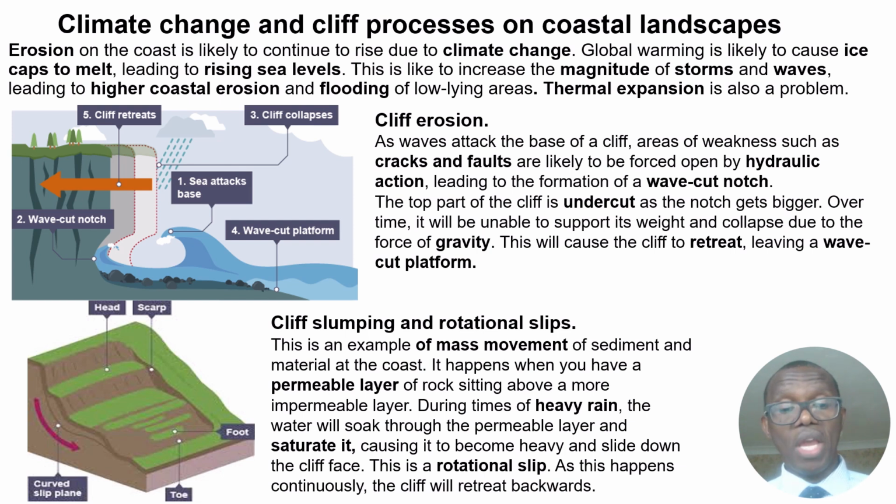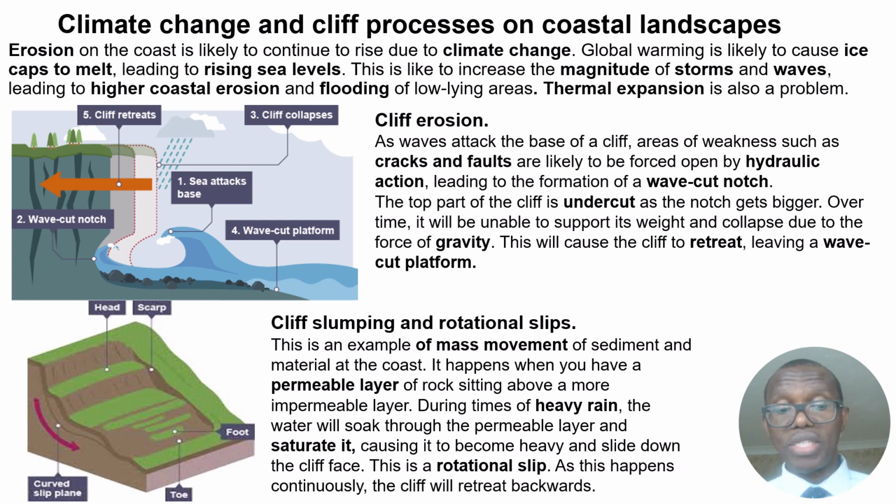And then the second cliff process that we are going to talk about is cliff slumping and rotational slips. Now this here is an example of mass movement of sediment and material at the coast. And it happens when you have a more permeable layer of rock sitting above a more impermeable layer. And that will mean that during times of very heavy rain, the rain will soak through the more permeable layer a lot faster. And as it soaks through, it will then get to the impermeable layer below it.